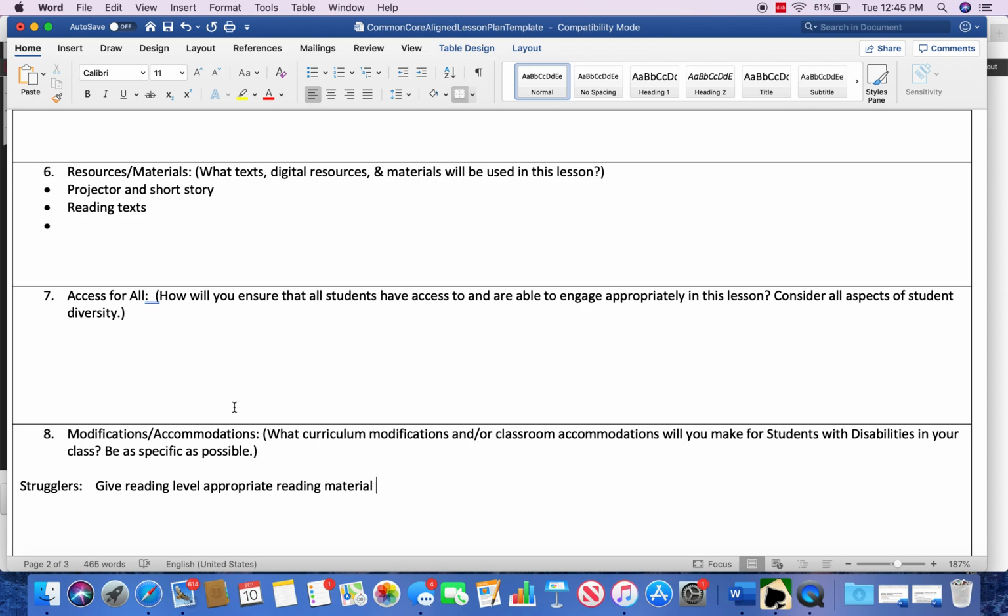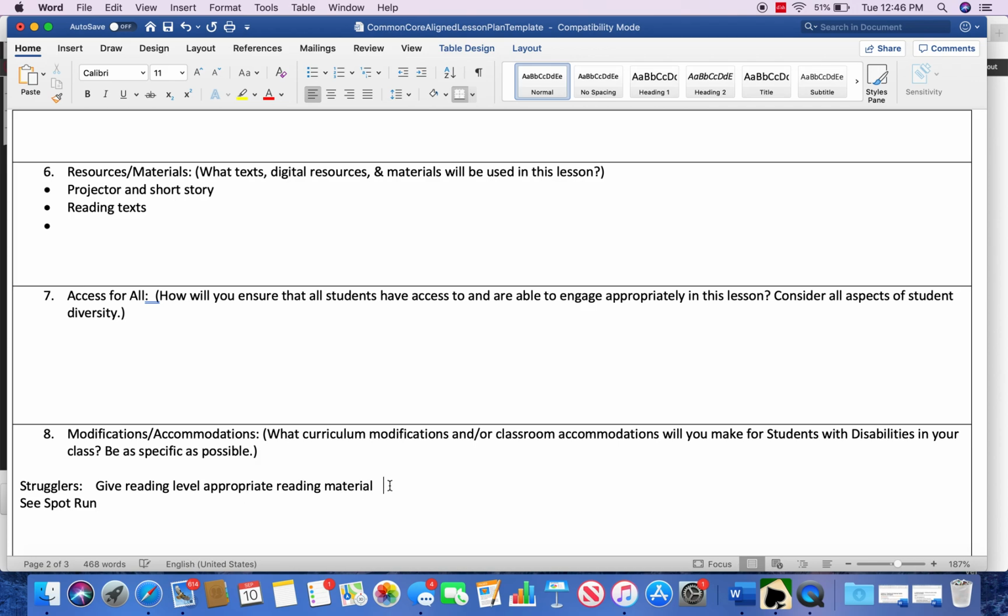Perhaps for the strugglers, if you've got a specific short story name or title, I would suggest you put that right here. Give reading level appropriate material. The strugglers will be reading See Spot Run. Okay, so as they're reading See Spot Run, then they're going to be working with that. So that's how you are accommodating that group.